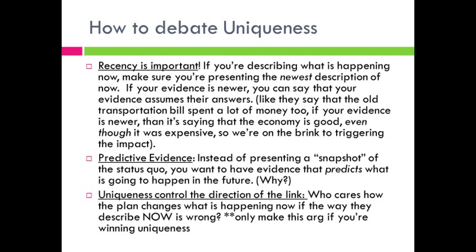There are three big arguments that you can make on uniqueness that are really generic for any uniqueness debate. First is the importance of recency. If you're describing what's happening now in the status quo, make sure you're presenting the newest description of now. If your evidence is newer, you can say that your evidence assumes their answers.